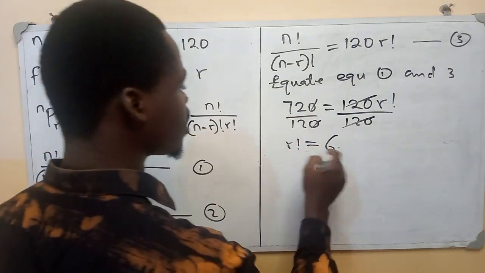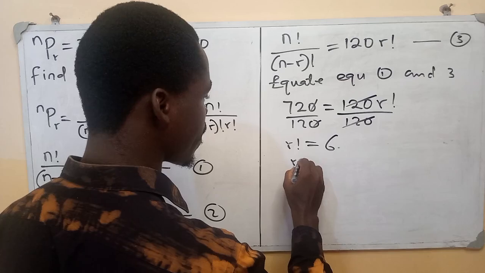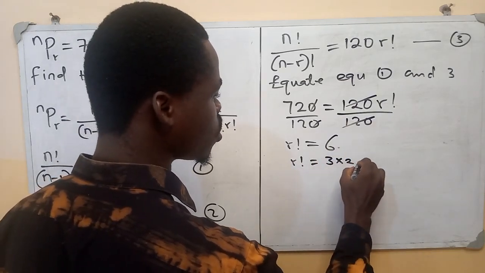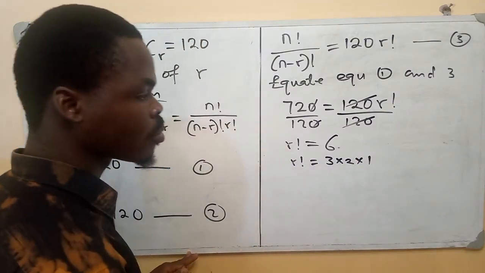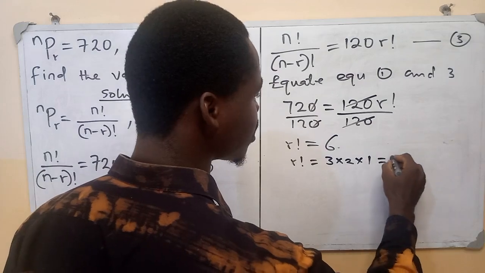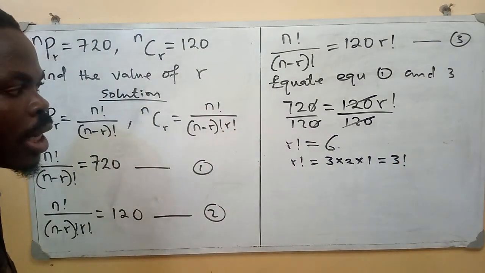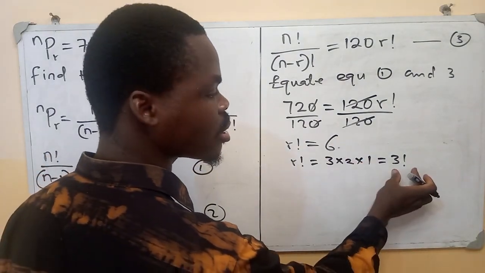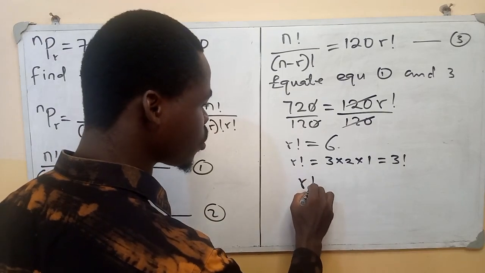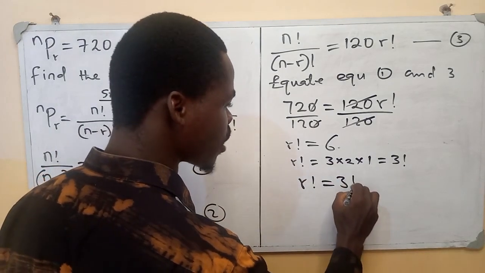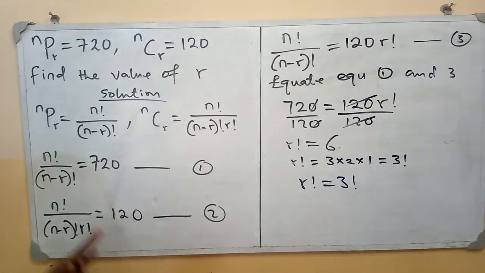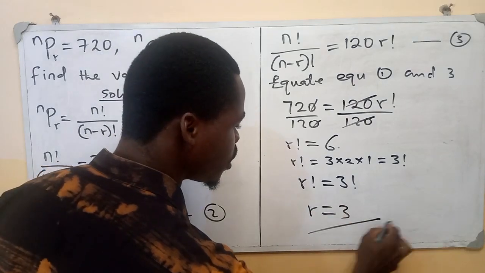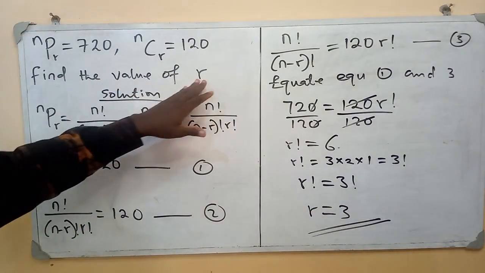Okay, we also know that 6 can be written as 3 times 2 times 1, and this is the same thing as 3 factorial. So we have r factorial is equal to 3 factorial. Now you can see clearly that r is equal to 3. So the value of r is 3.